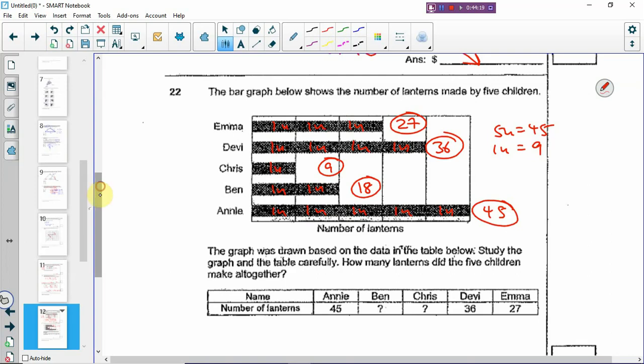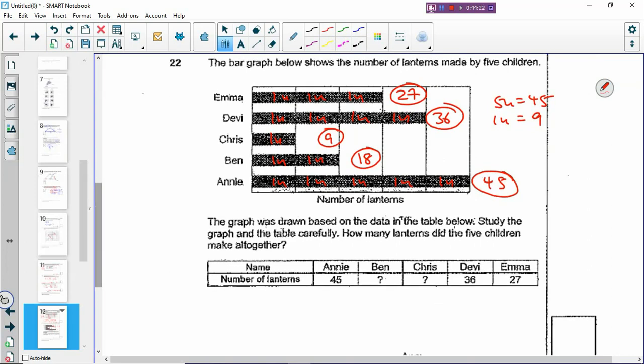So you add them all together. Okay, so let me just put down Ben. Ben is 18, and then Chris will be 9, and then you find the total that the 5 children have all together. That's a lot of numbers. So 45 plus 18 plus 9, then 36, and 27. So you add them all together. So 5 plus 7 is 12. 12 plus 6, 18. 18 plus 7 is 25. And then 2 plus 4, 6, 7, 10, 12. Right? So they will have made all together, is it 125?